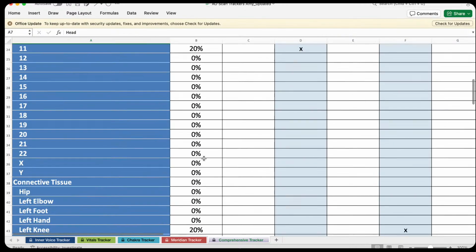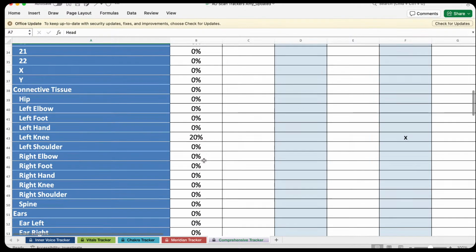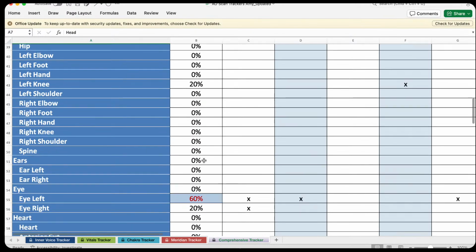I have not looked through this in this way prior to now. I just got this data inputted right before we started.